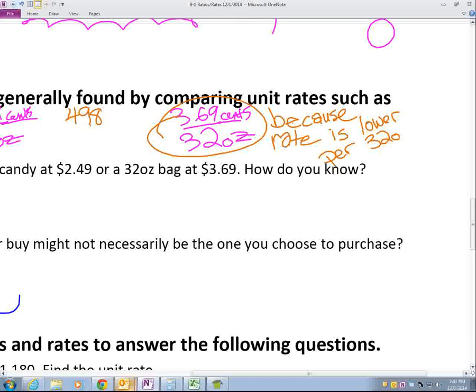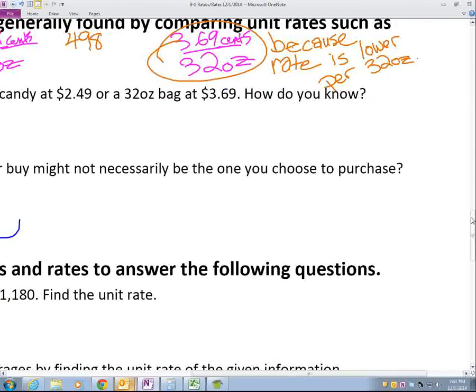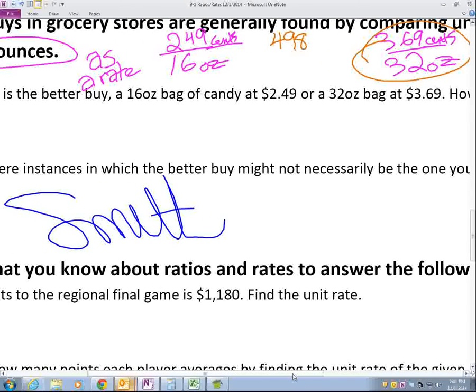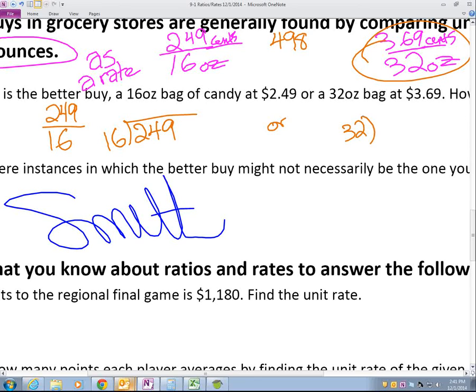We don't have to take the time to do it for the next one as long as you understand the concept. So that is how we would do it with the rate. Now let's try it with the unit rate. We would have 249 divided by 16, or 369 divided by 32. I'm not going to make you do this because you don't have room for it. Whichever has a lower unit rate is your better deal, because it tells you how much the sugar is costing you per ounce.